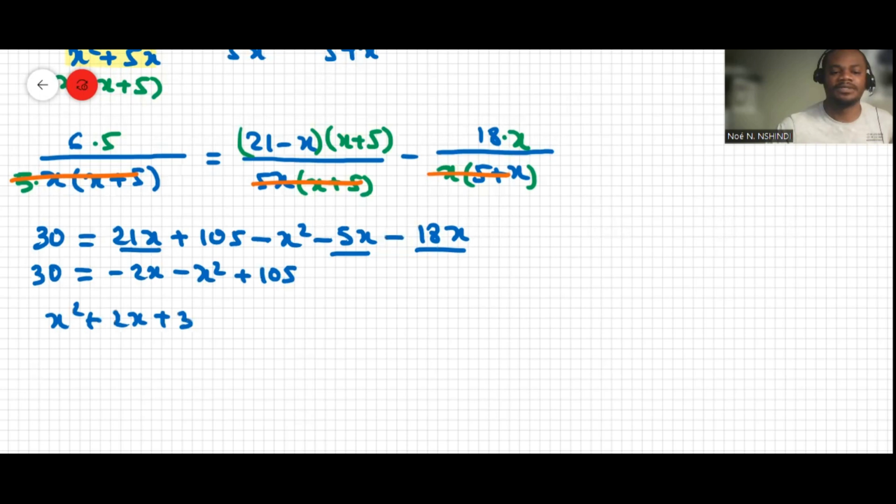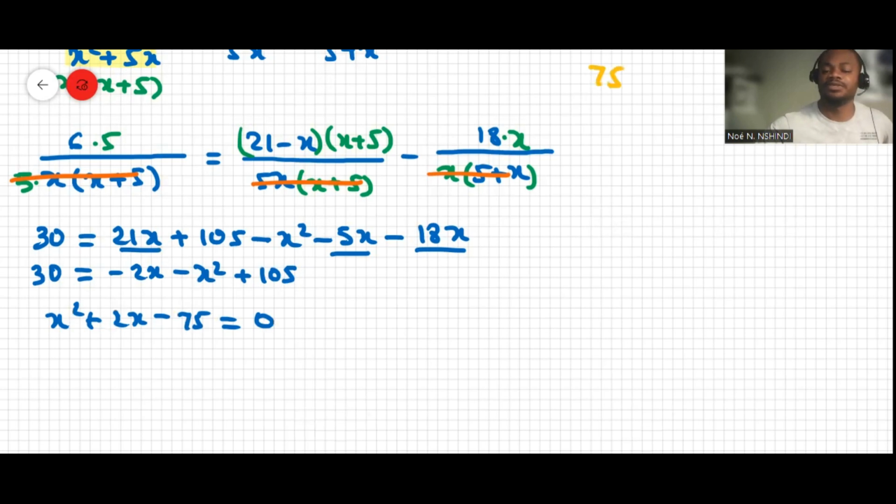We have plus 30 minus 105, which will be negative 75, equal to 0. Now we have a quadratic trinomial. Let's see if we can factorize this.